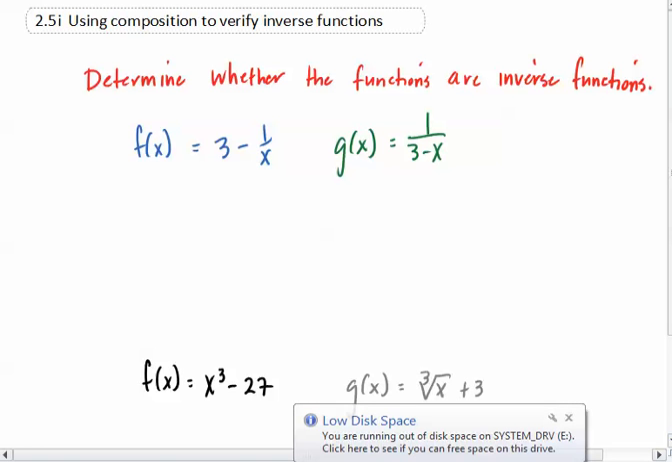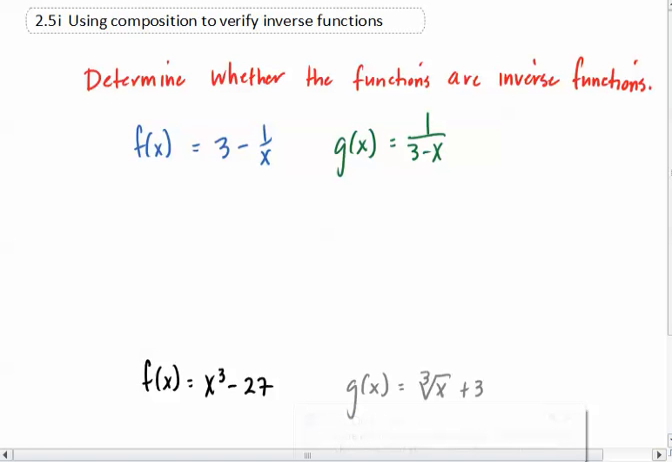So we're going to use composition of functions, believe it or not, to determine whether two functions are inverses of each other. We talked a couple of videos ago about how one function can undo another function, and if that's the case, then they are one-to-one invertible.